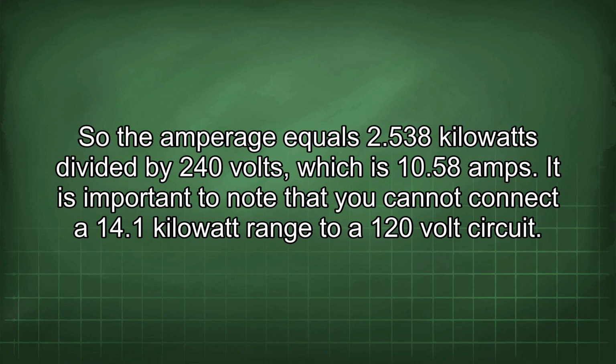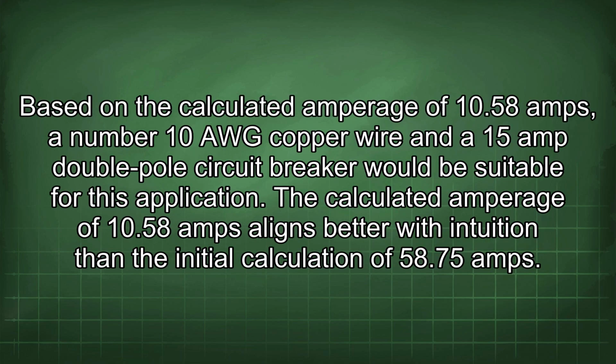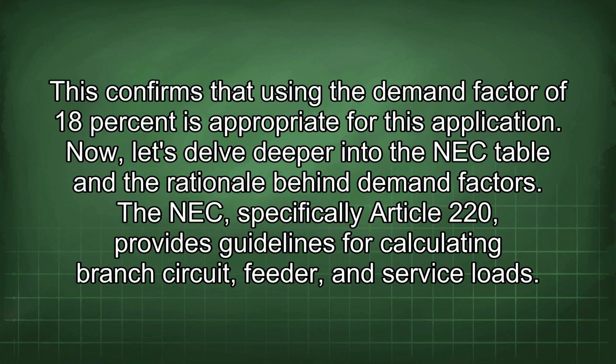It is important to note that you cannot connect a 14.1 kilowatt range to a 120 volt circuit. Based on the calculated amperage of 10.58 amps, a number 10 AWG copper wire and a 15 amp double pole circuit breaker would be suitable for this application. The calculated amperage of 10.58 amps aligns better with intuition than the initial calculation of 58.75 amps. This confirms that using the demand factor of 18% is appropriate for this application.